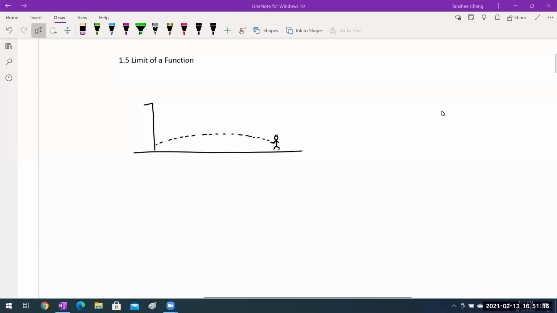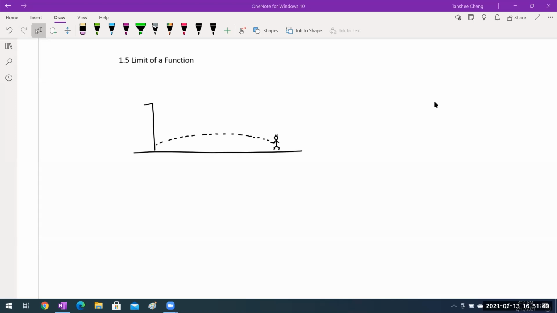1.5, limit of a function. So in the previous sessions, we got an idea of how limits work and what the limit is talking about when we are looking for the slope of the tangent line. It's basically us trying to estimate, with the point closer and closer, to see what values come up.